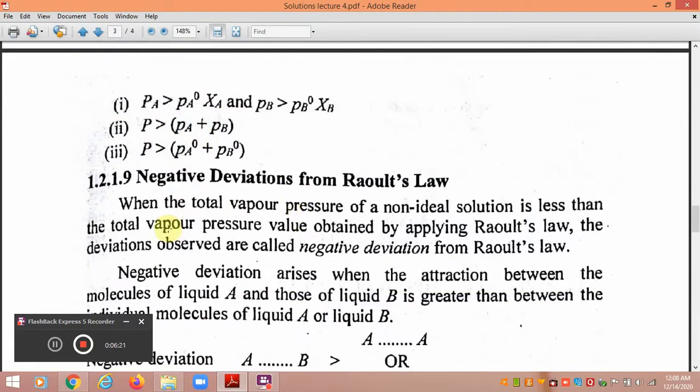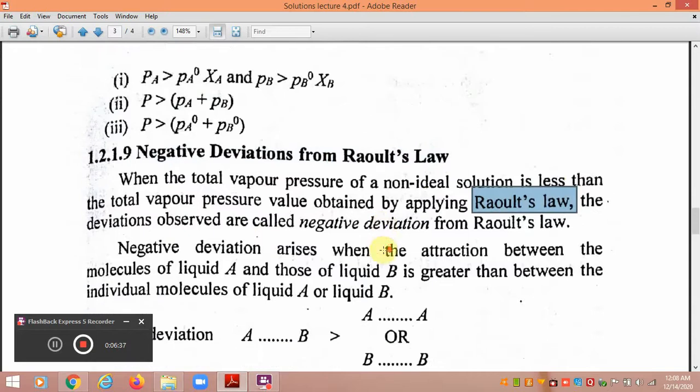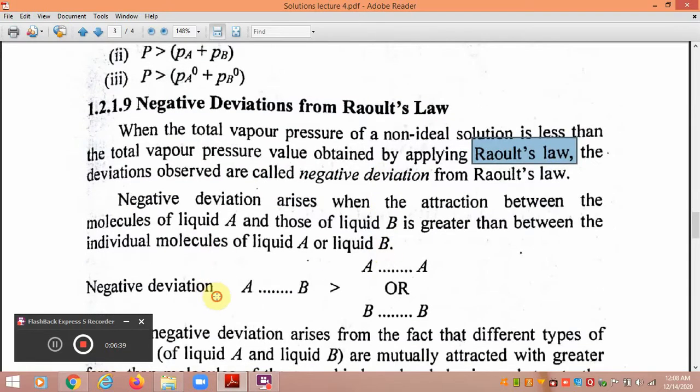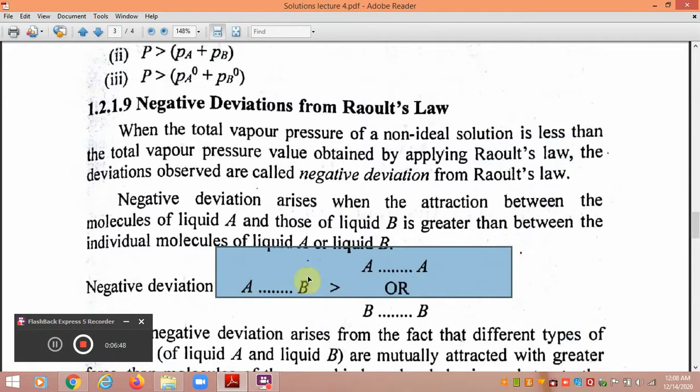In case of a negative deviation from Raoult's law, it is observed that the total vapor pressure of the non-ideal solution is less than the total vapor pressure obtained by applying Raoult's law. And the deviation in such cases is called negative deviation from Raoult's law. This negative deviation is generally observed when the attraction between the molecules of liquid A and those of liquid B is greater than that between the individual molecules of liquid A or liquid B.